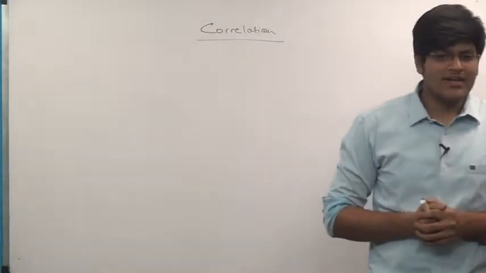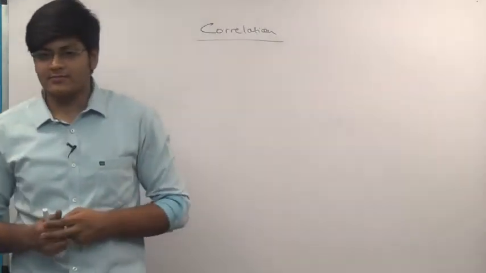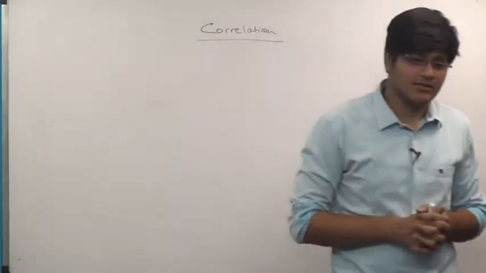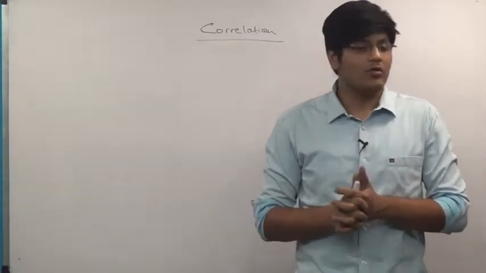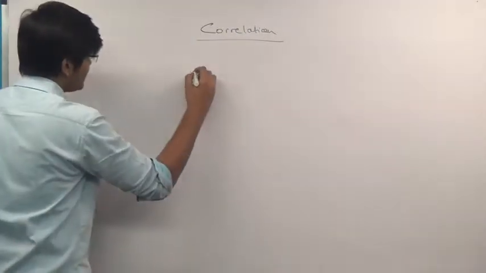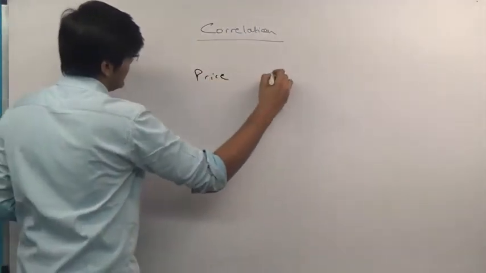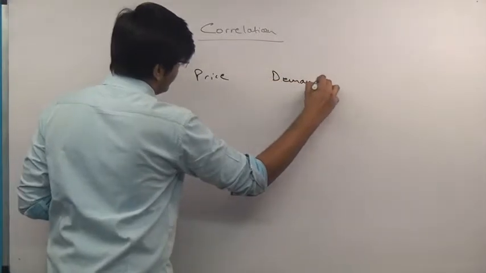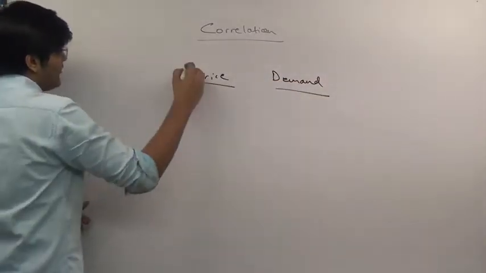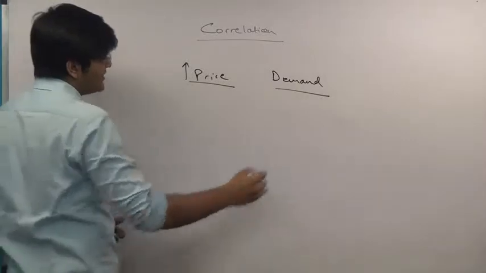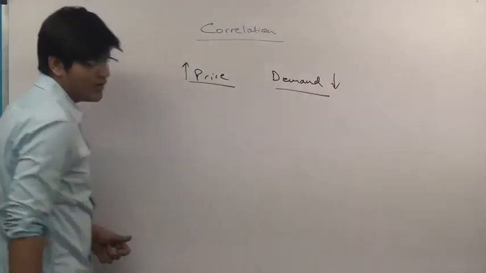Fine. Now correlation, what it means is pretty simple. Two variables, how they are related, how they interdepend among each other, this is related through correlation. Suppose we take price and demand. If price is increasing, quite obviously the demand for the commodity will start to go down.